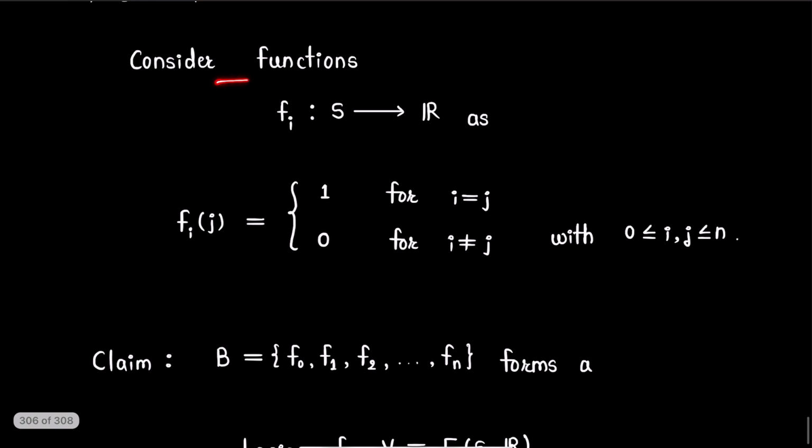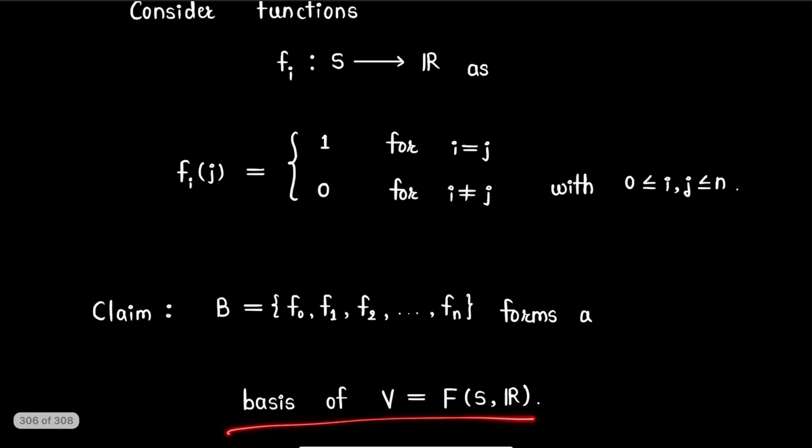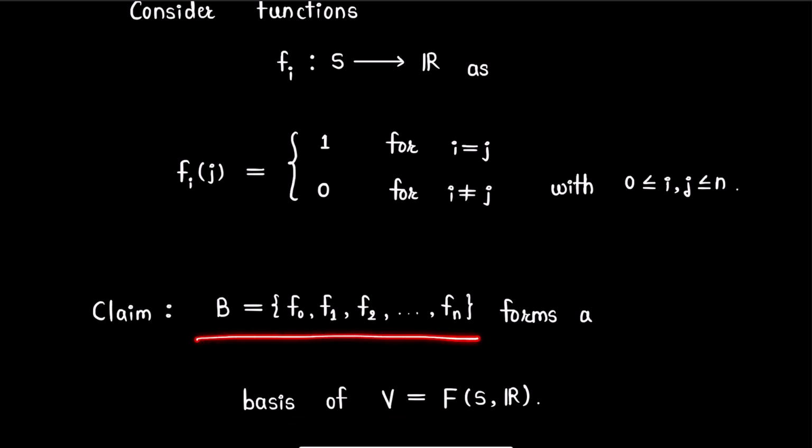For this, consider functions fi from set S to R as fi of j is 1 for i equals j and fi of j is 0 for i not equals j, where this i and j are numbers from set S, hence they range from 0 to n. Now we will claim that the set B containing functions f0, f1, f2 up to fn forms a basis of vector space V. Now, in order to show that B forms a basis for vector space V, we need to show that these functions f0, f1 up to fn are linearly independent and set B spans the vector space V. So, we will do that.